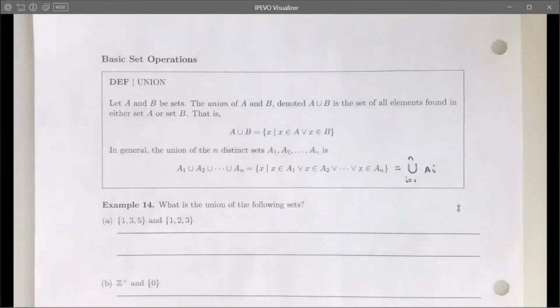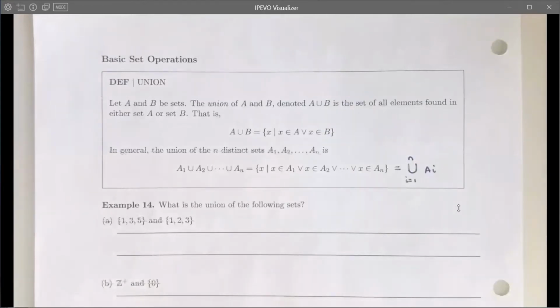Welcome everyone to CECS 228. This is a continuation of Basic Structures Part 1, sets and their operations. So last time we got a look at some basic definitions that have to do with sets. Today we're going to take a look at the operations that are defined for sets.